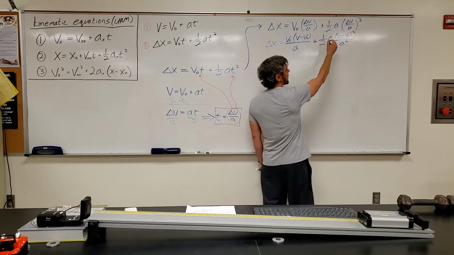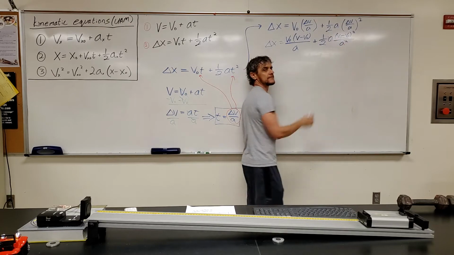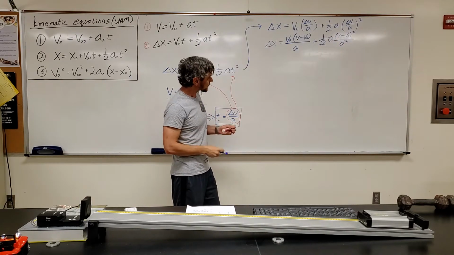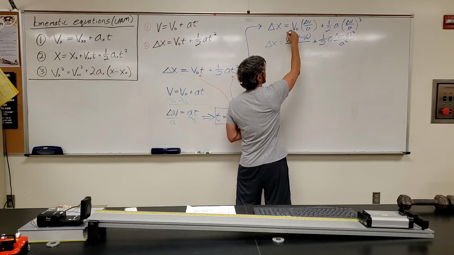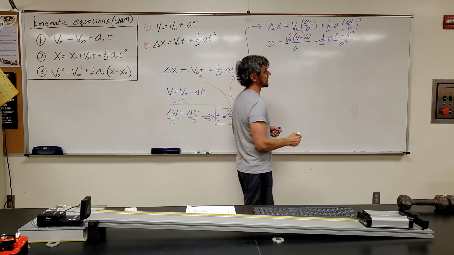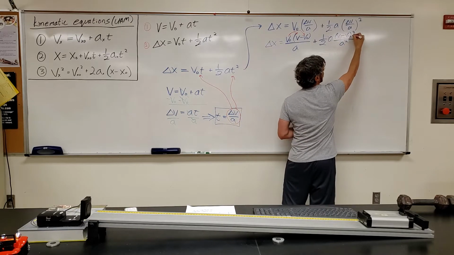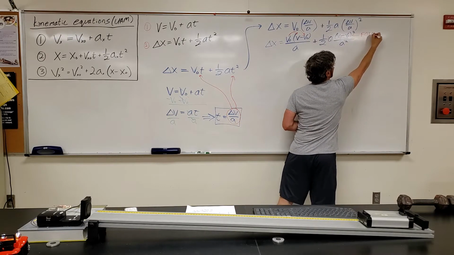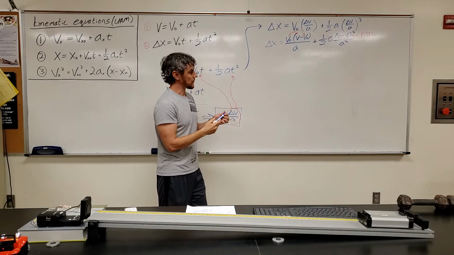And you should notice that the numerator acceleration cancels with one of the denominator accelerations. And then I'm going to go ahead and distribute the v naught over both of the terms inside the parentheses here. And then I'm going to FOIL, in order to simplify the right side.